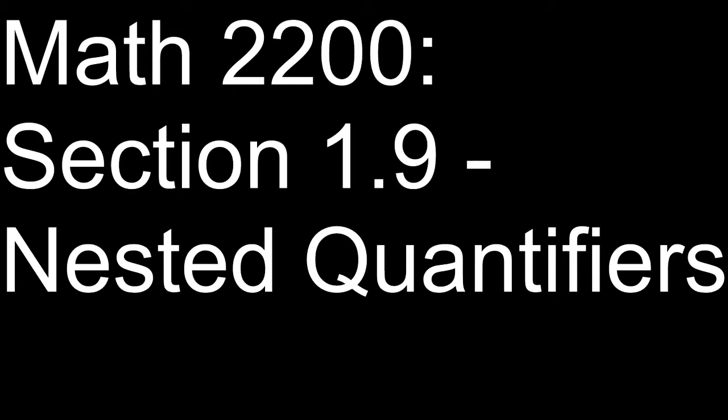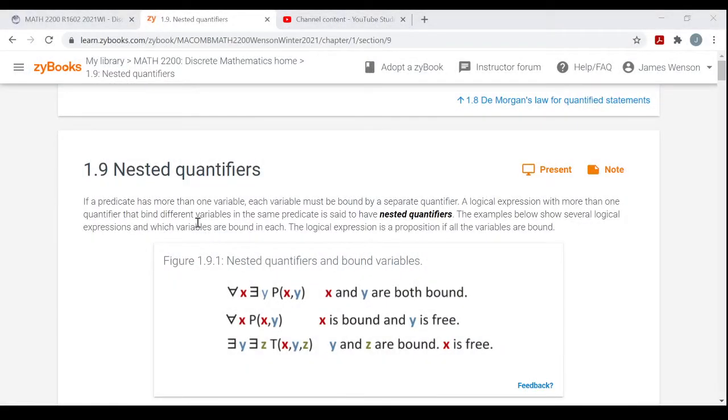It's titled Nested Quantifiers. So we're going to see statements with more than one quantifier that binds the variables in a single predicate. So again, I'll read this opening to you. If a predicate has more than one variable, every single one of them must be bound by a separate quantifier. A logical expression with more than one quantifier that binds different variables in the same predicate is said to have nested quantifiers.